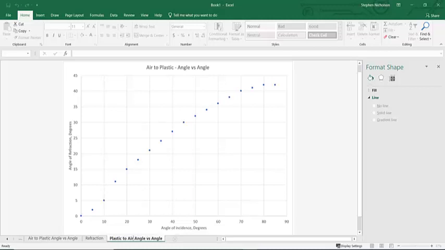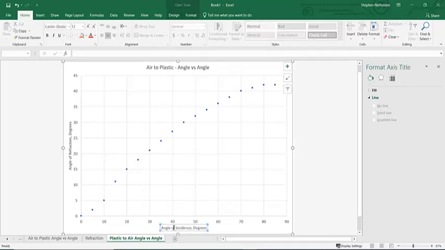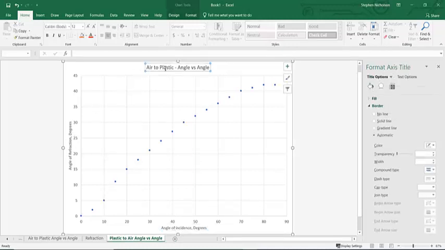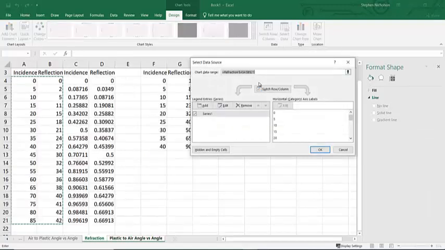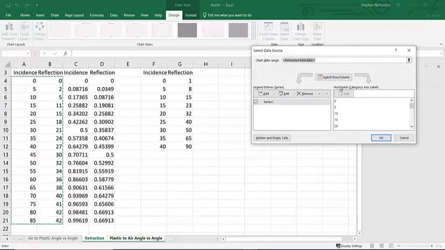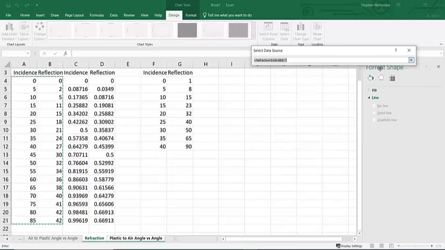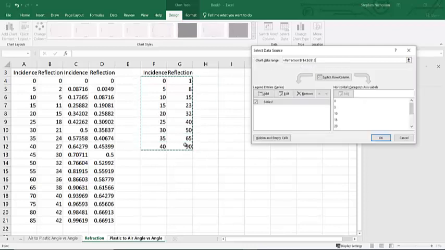Okay, so we've done that. We don't need to change the axes labels because they're still angles. We do need to change the title. So it's plastic to air. And then we're going to choose some new data. So we're going to say select data, and we'll click on chart data range again. So we'll go right there. We'll highlight that data. We'll say OK.